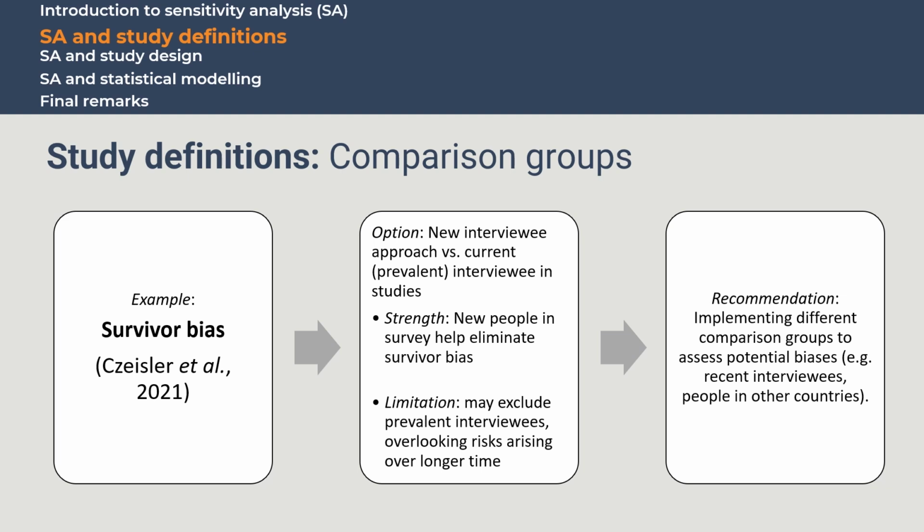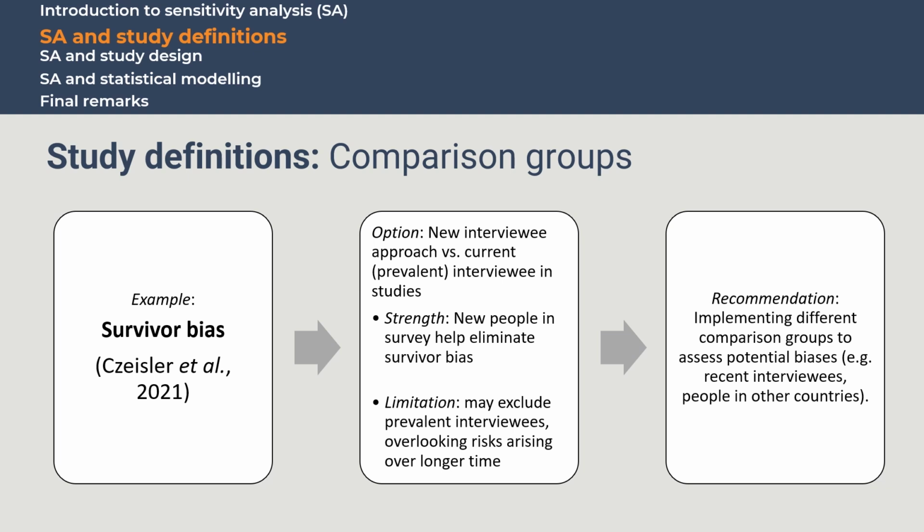So datasets of later surveys were made up of a greater share of respondents who were experiencing fewer or no symptoms of depression. An option to reduce the survivorship bias is to compare new interviewees, in the case of the mental health survey, and prevalent interviewees. New people, in the case of our example, would have helped to eliminate the survivorship bias.